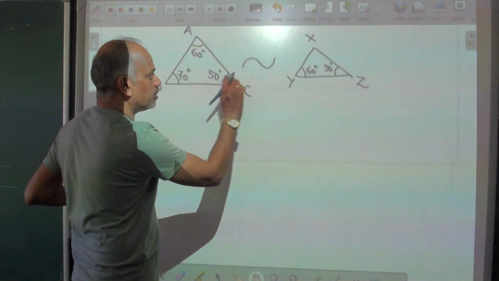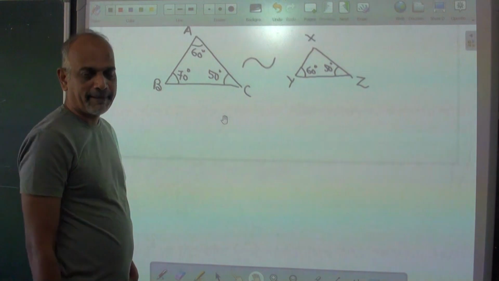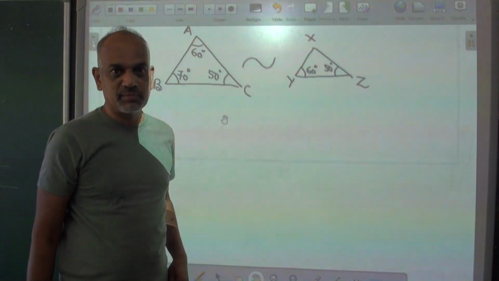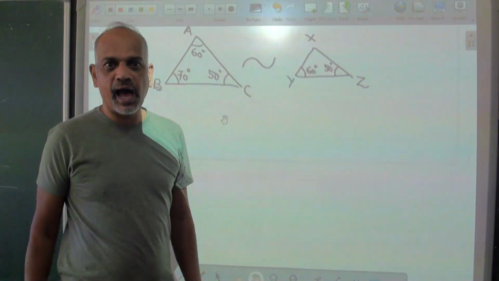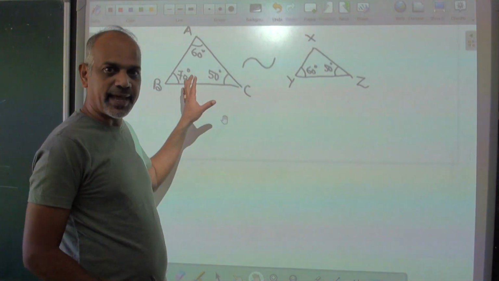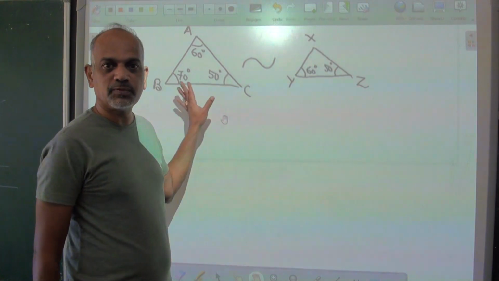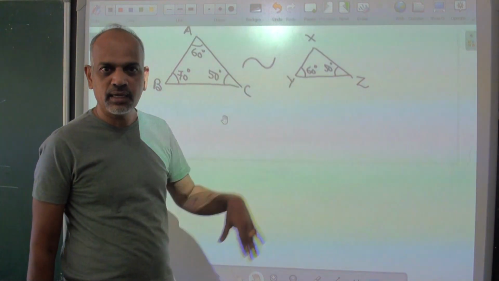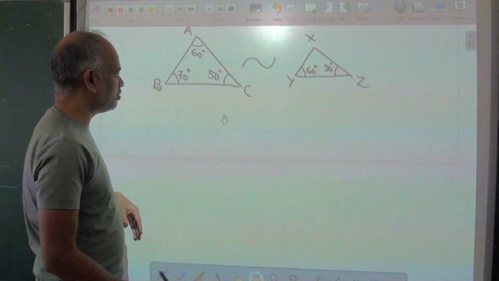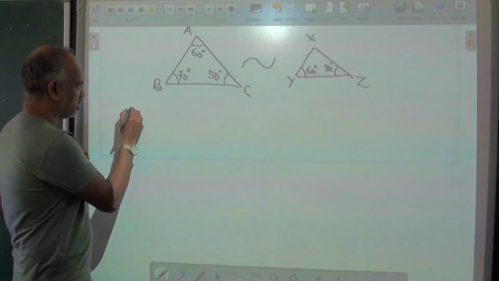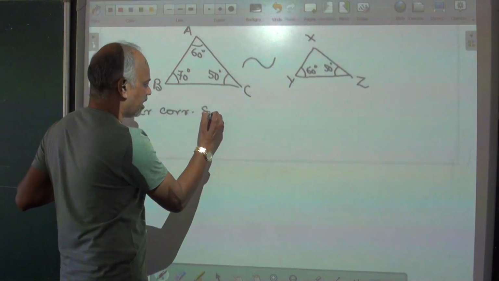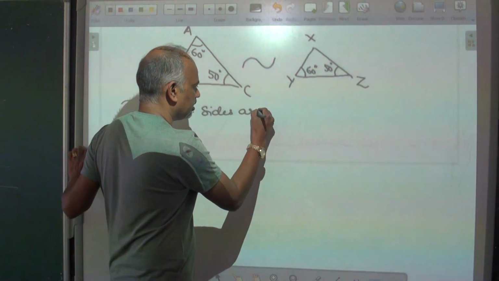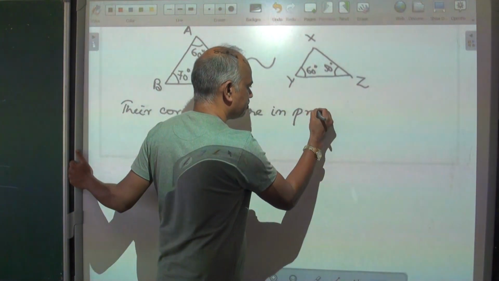Now, you know that these two triangles are similar. If you know that the two triangles are similar, then their corresponding sides are in proportion. Their corresponding angles are equal. Their corresponding sides are in proportion. Let's see what that is. Corresponding sides. Their corresponding sides are in proportion.